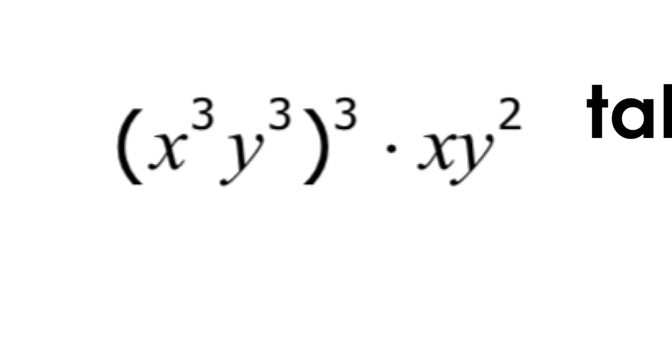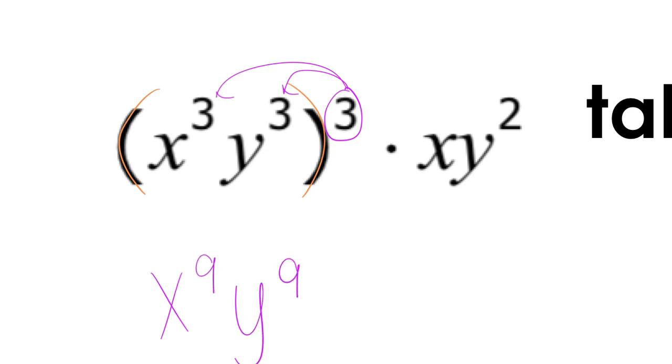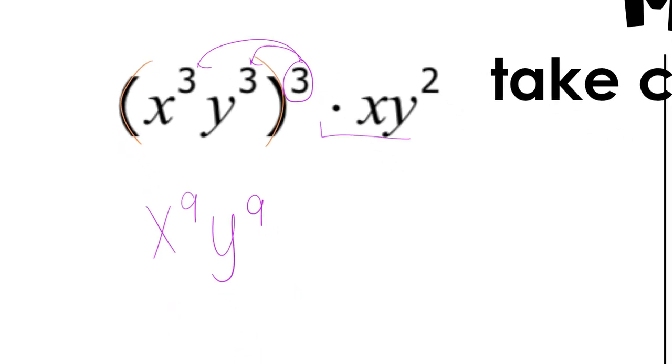If you have parentheses, you're going to take care of those first. So we're going to take this power on the outside here, and we're going to multiply it to both of these. So this would be x to the 9th times y to the 9th. And then we're going to drop this piece down, so times xy squared. Okay, so what we just did was the power rule. This is the one where you take the power on the outside and you multiply it to the ones on the inside.